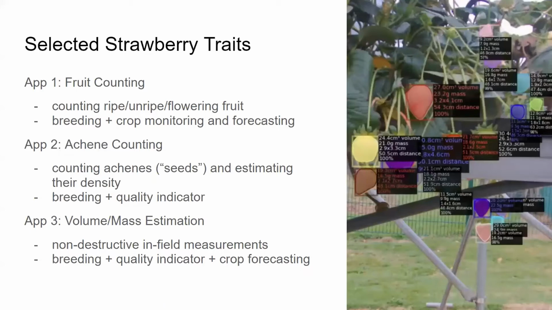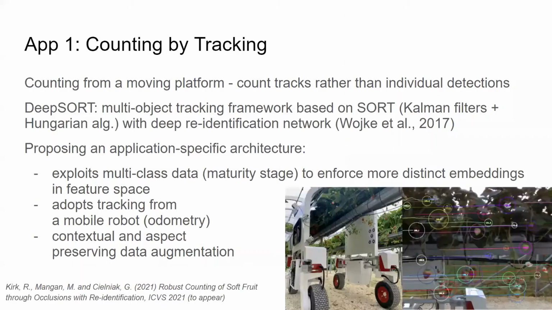And the final one is the volume and mass estimation. So we'll look at the non-destructive measurement of those, quite self-explanatory, and a very important trait to measure. So I call them apps. Let's call them apps today. The app one, counting by tracking.